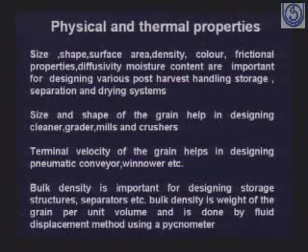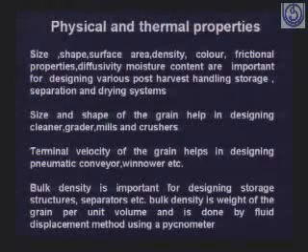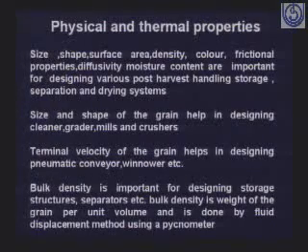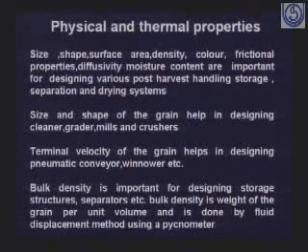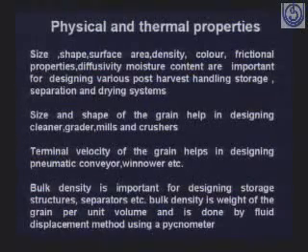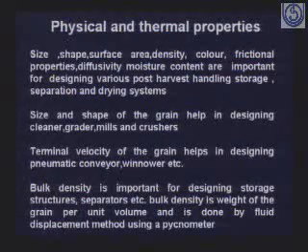Now we come to the physical and thermal properties. Physical properties are very important, and even the thermal properties. Size, shape, surface area, density, color, frictional property, diffusivity, the moisture content are important for designing various post-harvest handling, storage, separation and drying systems. Size and shape of the grain help in designing cleaner, grader, mills and crushers. Terminal velocity of the grain helps in designing pneumatic conveyor and winnowers. Bulk density is very important, and this can be determined by displacement method using a pycnometer.